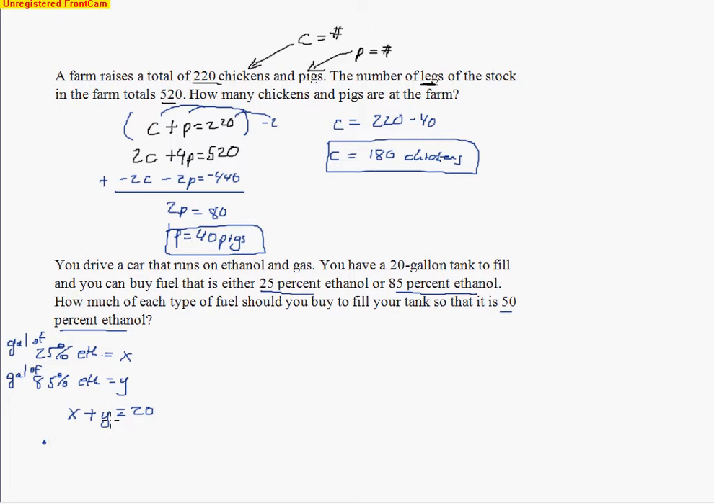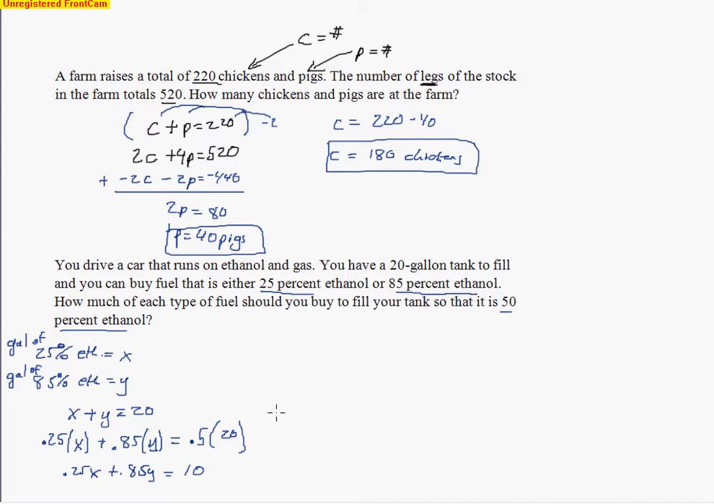And so now I'm going to find out how much the percentage is. So 25% times the number of gallons of the 25% ethanol, and then I have 0.85 times the number of gallons of the 85% ethanol, and then that equals, and then I need a 50% mixture, so I'm going to do 50% of the 20 gallons. And so I have 0.25x plus 0.85y equals, and then I have 10, because half of 20 is 10.